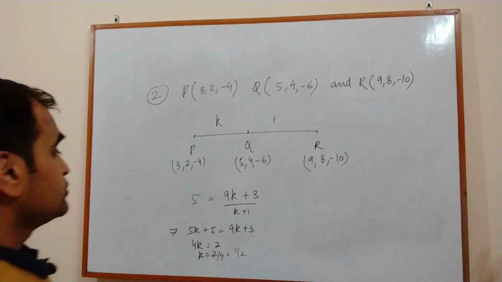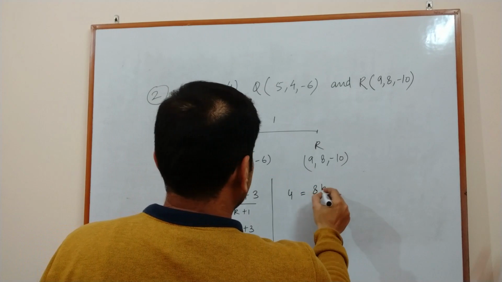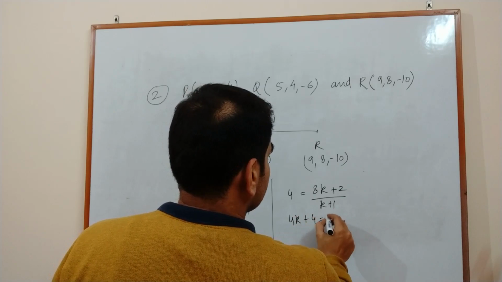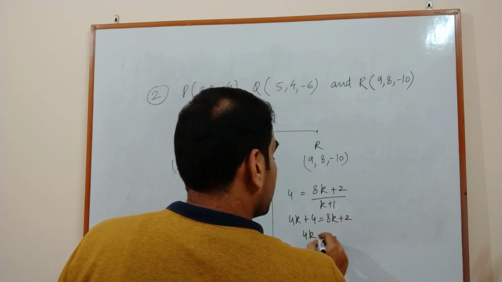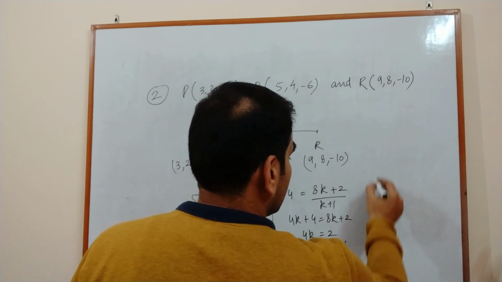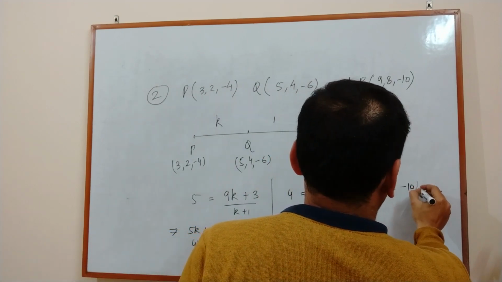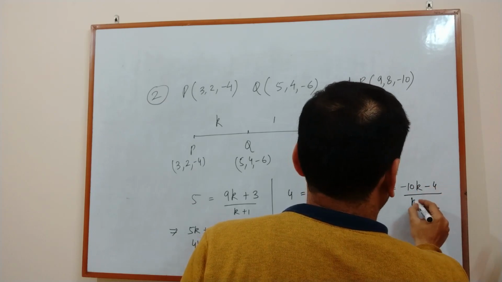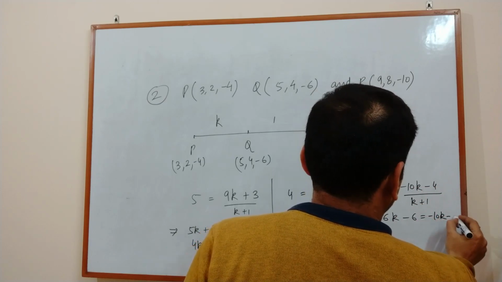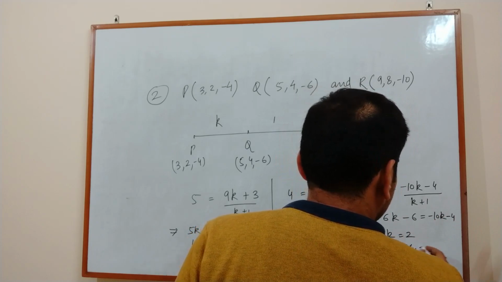So here K is 1 ratio 2. Now using the y coordinate, if you simplify it, 4 is equal to (8K + 2) divided by (K + 1). Again you will get 4K + 4 = 8K + 2. This will give you 4K = 2 and K = 2 ratio 4, that is again 1 ratio 2. If you take the z coordinate, that is minus 6 is equal to (minus 10K minus 4) divided by (K + 1). This is minus 6K minus 6 = minus 10K minus 4, and 4K = 2, again K = 2 ratio 4, that is 1 ratio 2.